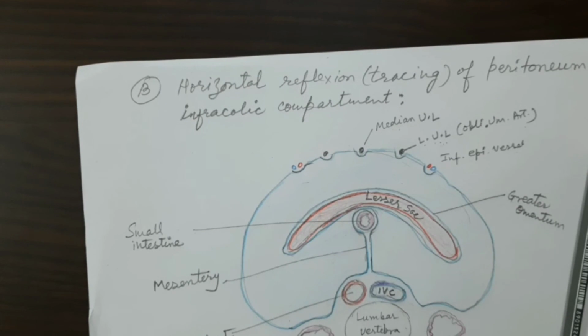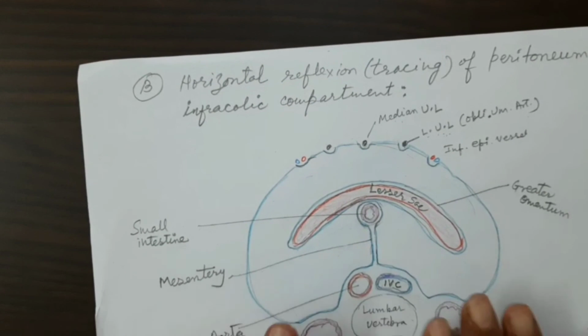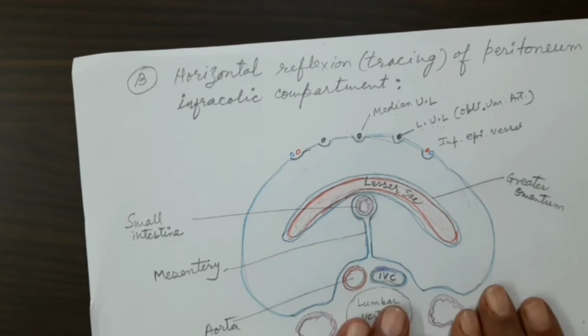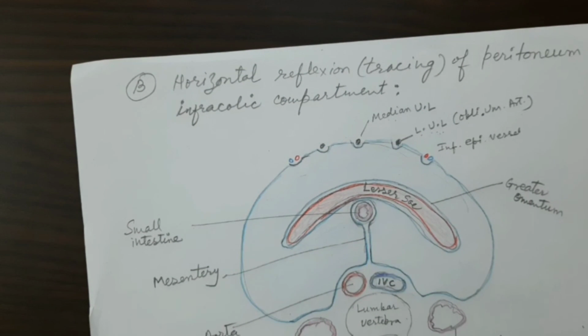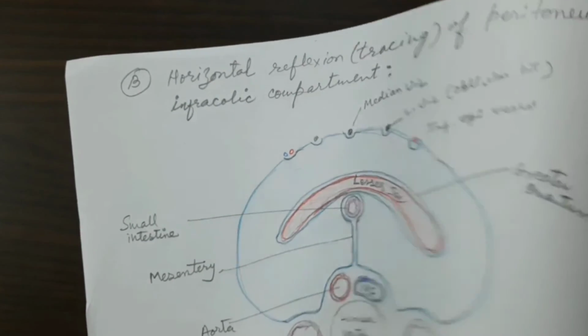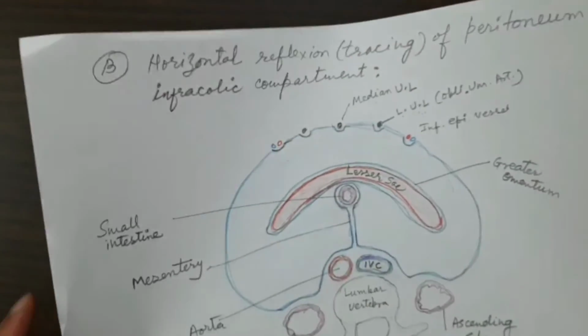So these are the structures which you are supposed to draw when there comes a horizontal section in the infracolic compartment. This is the easiest. Just draw it one or two times and you will master it.